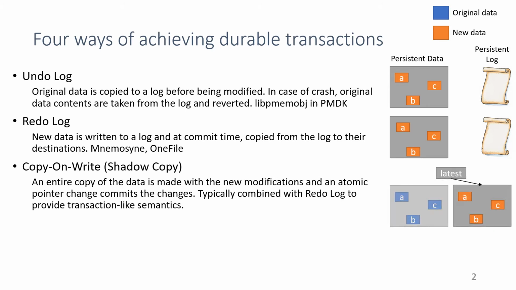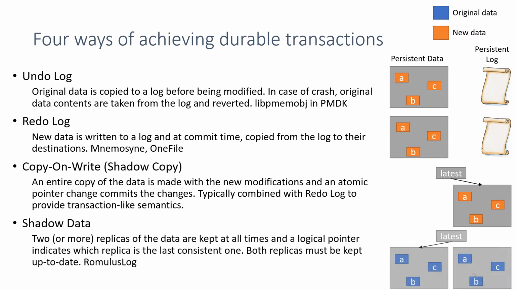Then there's copy on write, sometimes called shadow copy, and in shadow copy you usually have a pointer or a logical pointer, and when you want to do a modification you create an entire replica of your data with these modifications, and then you do a single pointer swap with flushes and fences to indicate that the new data is the next one.